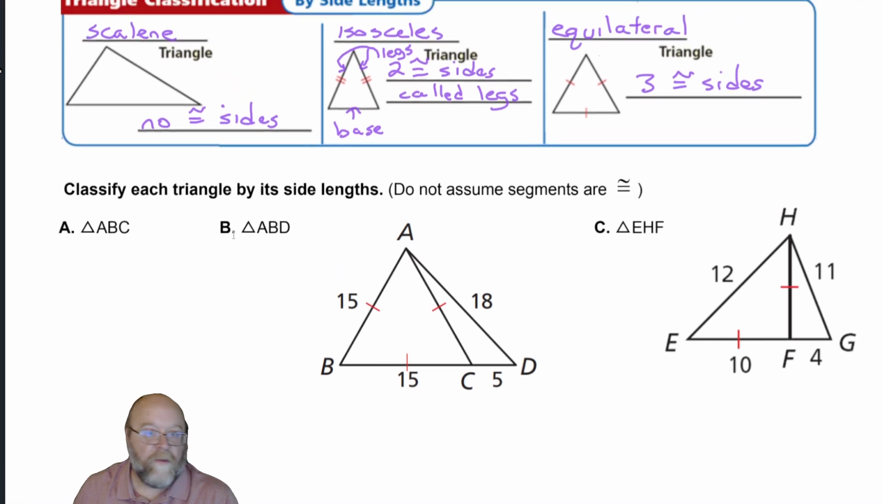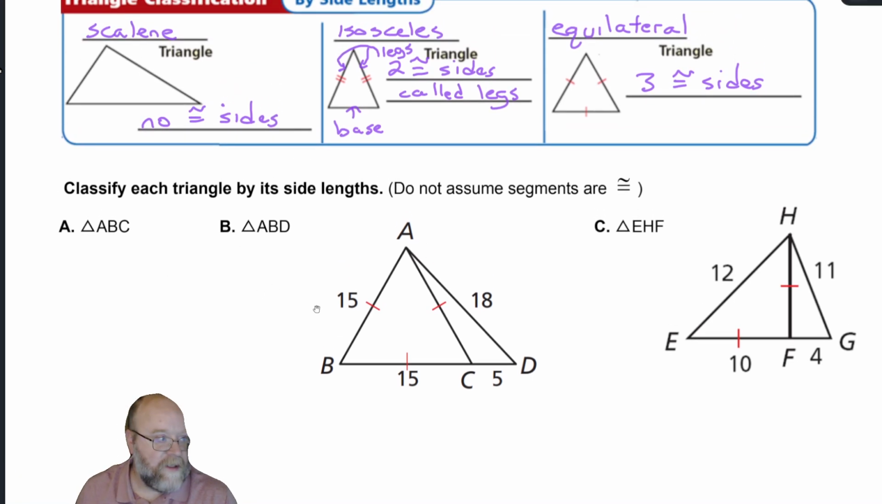Classify each triangle by its side lengths. Okay, so ABC. That's this triangle right here. Looks like we got 1, 2, 3 congruent sides. What's 3 congruent sides, guys? Let's look back up here. It's an equilateral triangle. Duh. We just talked about that. Don't you remember? Weren't you listening?